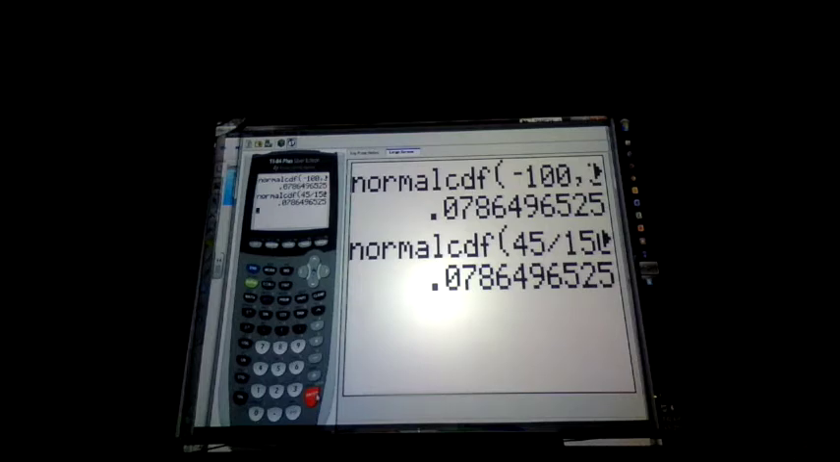I think it's just coincidental that it's the exact same answer. I mean, it's the same answer because the area to the left is the same as the area to the right.